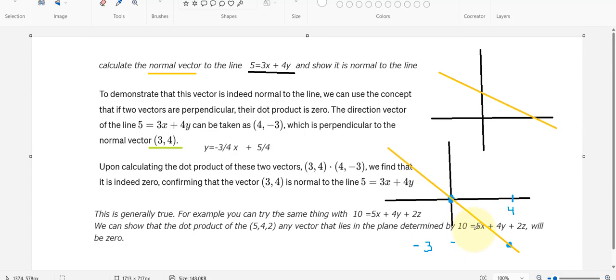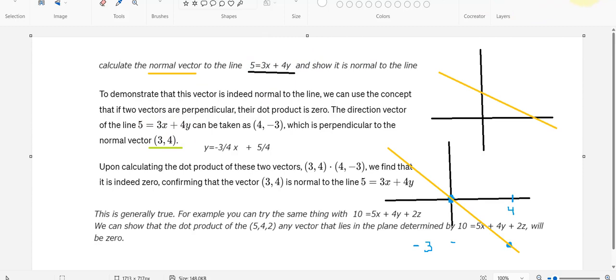So that is the vector which is parallel to this line, and my claim is that if you take the coefficients of these and form a vector which is 3, 4, and you take the dot product of the 4, -3 with the 3, 4, which I got from here, those two will be perpendicular, so their dot product will be 0. You can see that that's true because 3 times 4 plus 4 times -3 gives you 0. So that shows that to get the normal to this line, you can just collect the coefficients and form a vector, 3, 4.